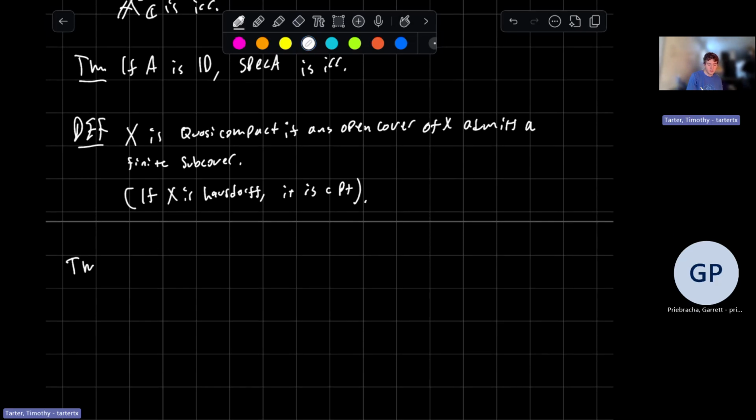And then as an example, spec A is quasi-compact. The proof was exercise 3.5c, which is that if spec A is an infinite union of distinguished open sets, then it's a union of a finite number of those. Distinguished open sets form a base for the topology. So yeah, that makes sense.